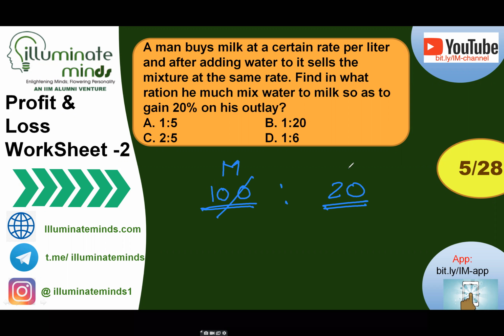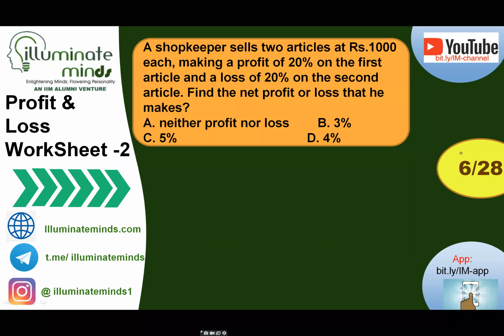So this is original milk, this is water. So the ratio will be 5:1. Correct answer is option A. So add as much water to 100 liters of milk as the percentage that you want to gain from this. Always remember this thing. It's pretty simple, guys. Let's move to question number 6.